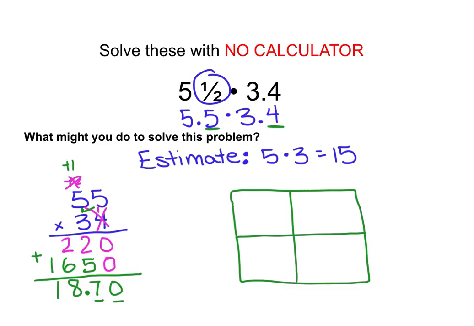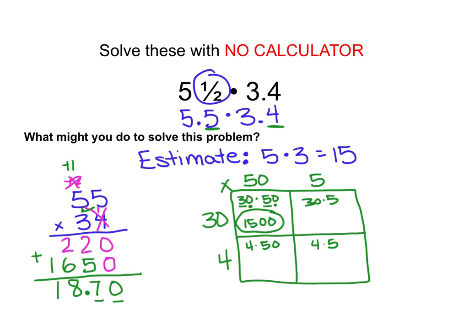So our number is 55 times 34. So we'll put our equations in our box: 30 times 50, 30 times 5, 4 times 50, and 4 times 5. And then we'll start in the top left-hand corner. 3 times 5 is 15. Add 2 zeros. Circle your answer.